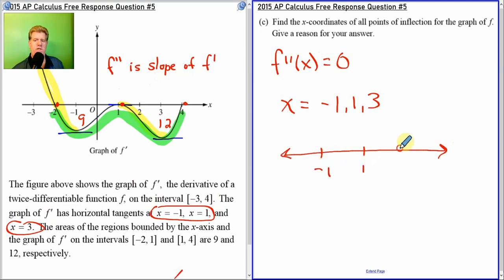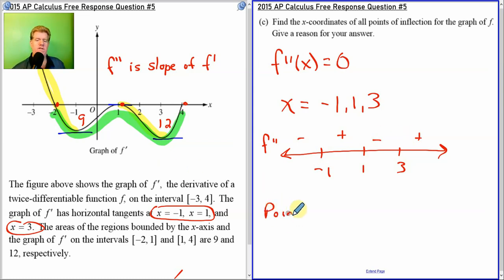-1, 1, and 3. So again, we're looking at f double prime, the slopes of this graph. So before -1, all the slopes are negative. I'm sorry, the function is decreasing. All the slopes are negative. Between -1 and 1, the slopes are positive. Between 1 and 3, the slopes are negative. And from 3 up to 4, the slopes are positive. So it looks like we got 3 points of inflection.